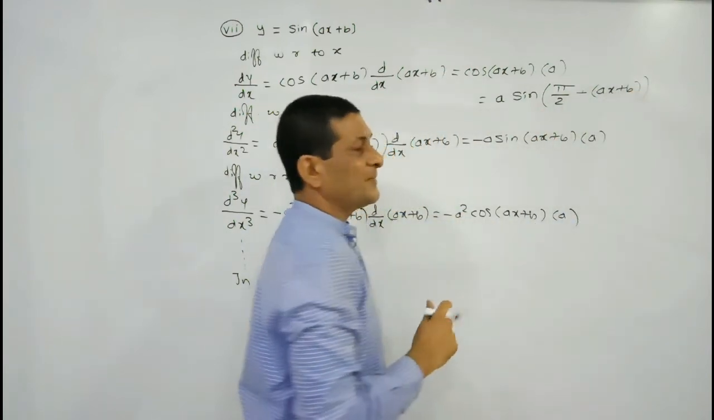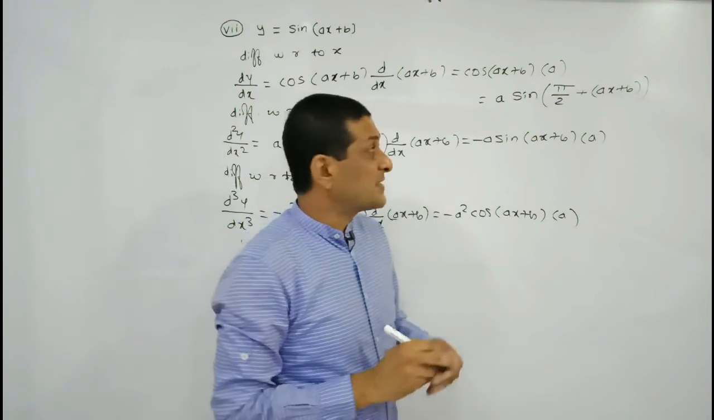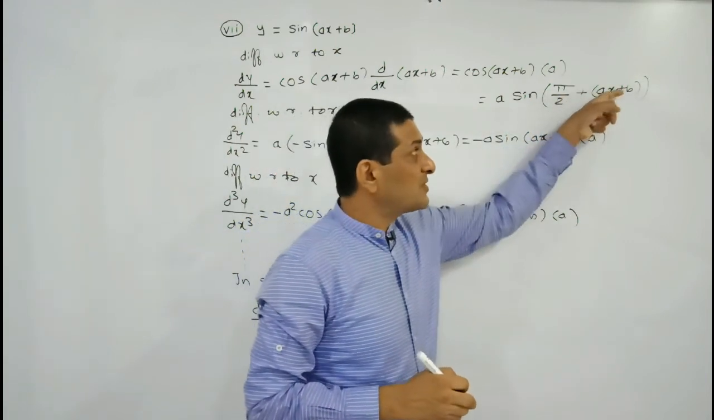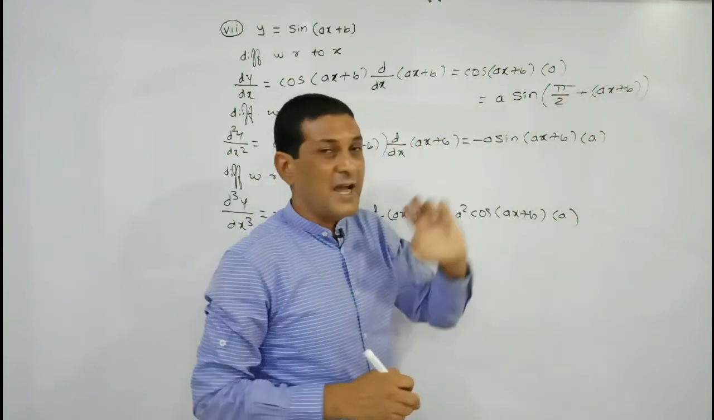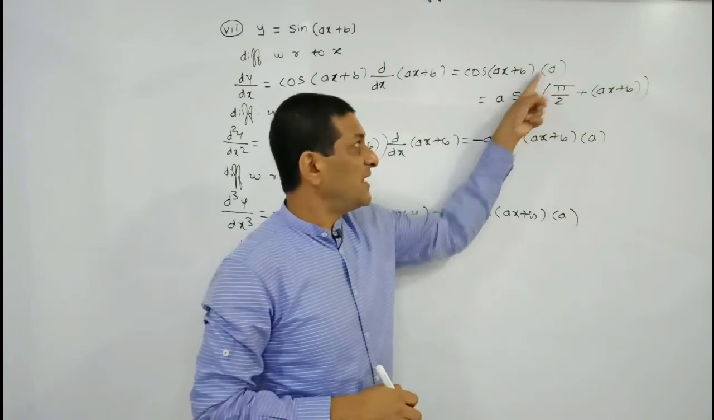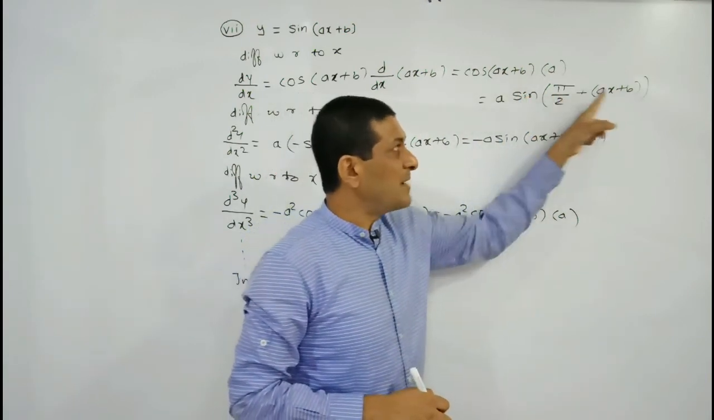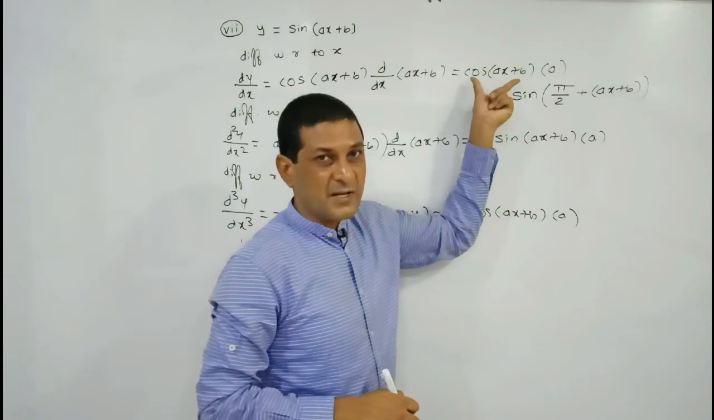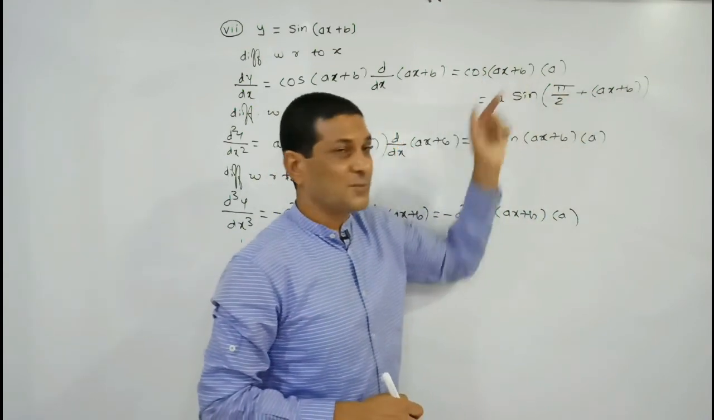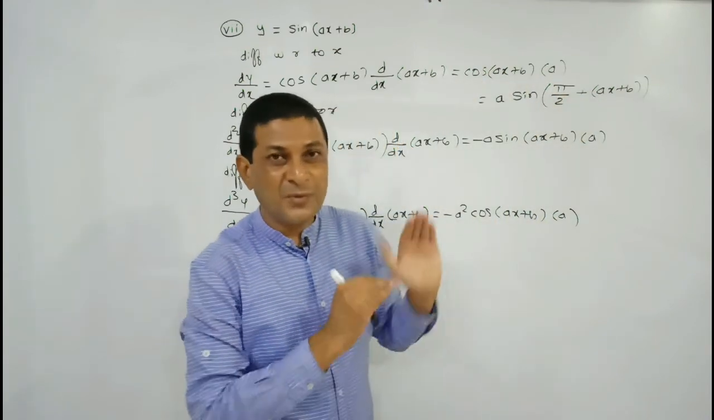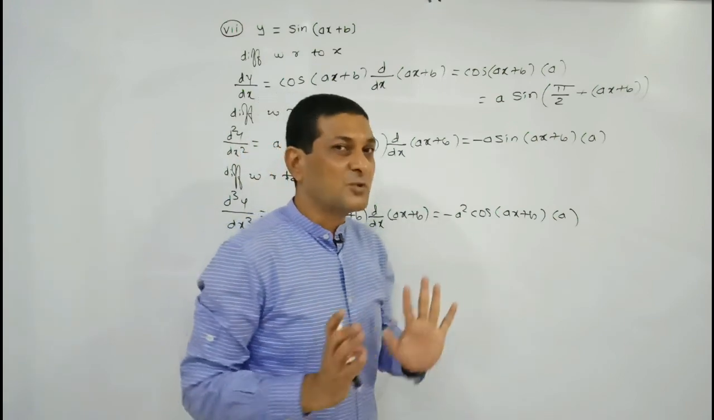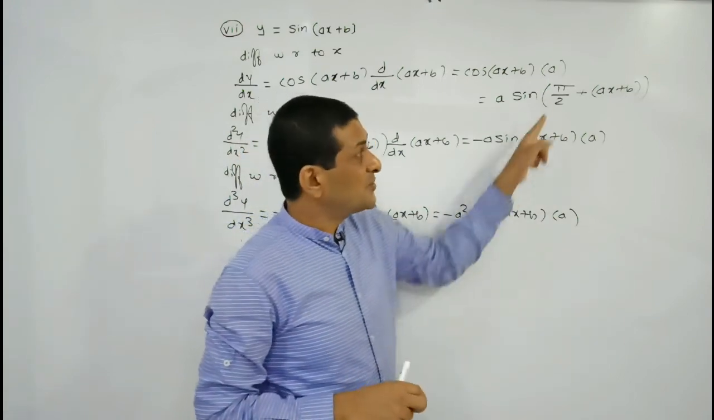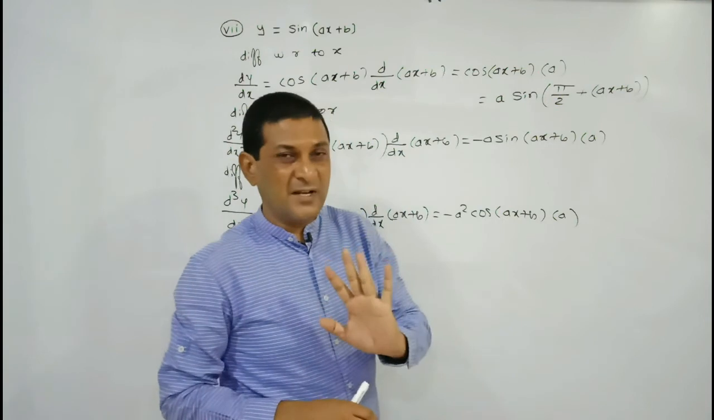Again observe here, the value of sine pi by 2 plus theta will be equal to cos theta according to allied angle formula. Keep this a as it is, and the value of sine pi by 2 plus theta is equal to cos theta, where theta is nothing but ax plus b. Hope you are getting it. Just simply we have tried to convert this in terms of sine.